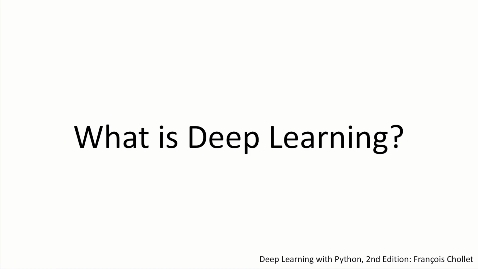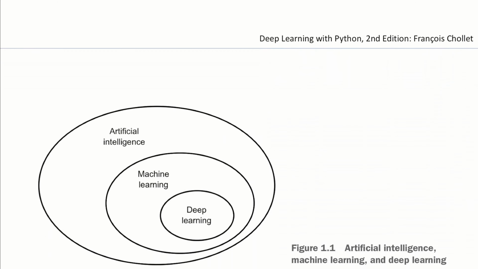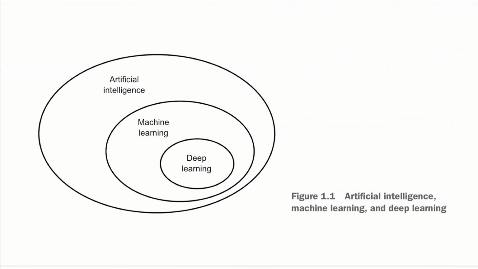So, what is deep learning? Before we start with deep learning, it's good to know where deep learning, machine learning and artificial intelligence lie in the form of a Venn diagram. As you can see, deep learning is a subset of machine learning, and both are subsets of artificial intelligence.